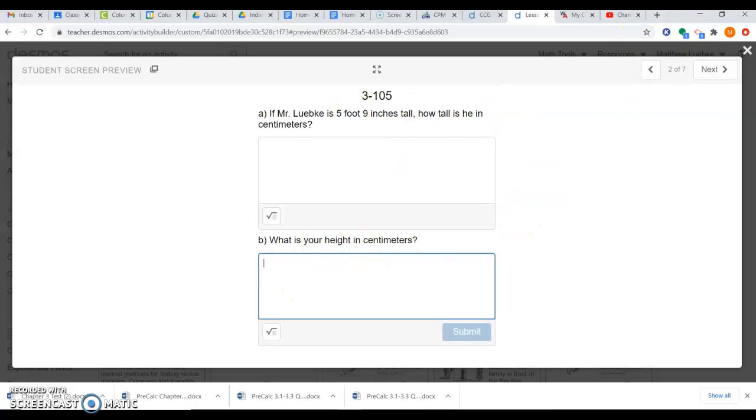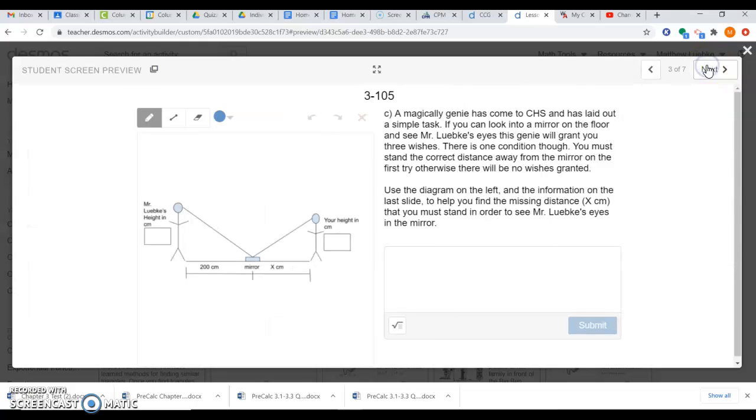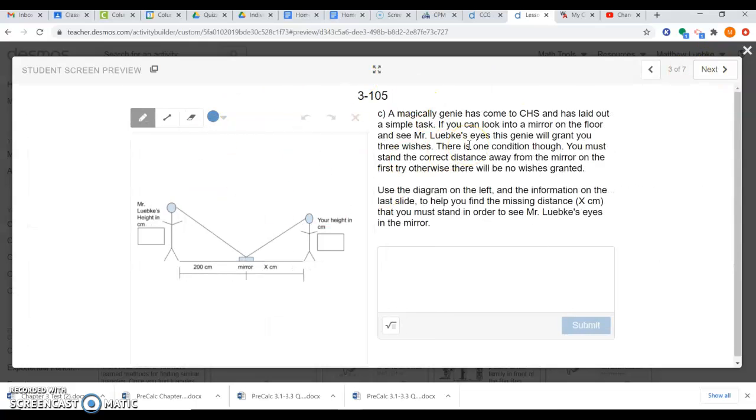Okay, this all makes sense when you get to the next slide, which is going to be the actual problem. So it says, this magical genie has come to CHS and has laid out a simple task. If you look into a mirror on the floor and you can see Mr. Lukey's eyes, this genie is going to grant you 3 wishes. Okay, the only condition is you have to do it on the first try, which means you have to stand in the right spot on the first time so that you can see my eyes.